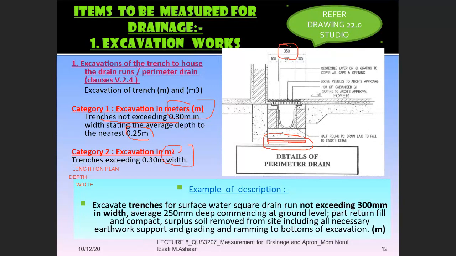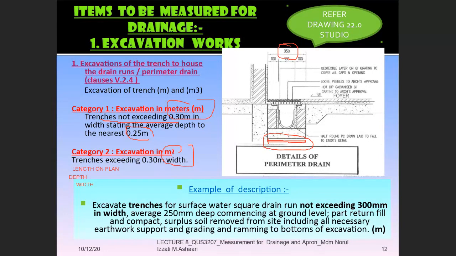Okay, and then look at the last sentence: including compaction, surplus soil removed from site. What does it mean? This means disposal and filling, earthwork support and grading and ramming to the bottom of the excavation. Before I go through this in detail, I would like everyone to open to section D. Can you open your section D? This is actually to answer the question by Dilesh just now, because he's asking whether we have to measure disposal and filling. So go back to the excavation.